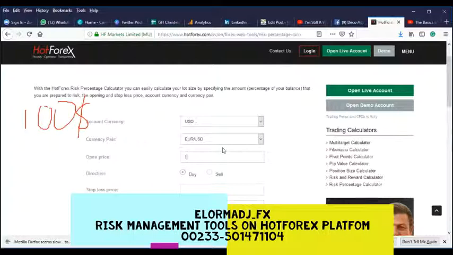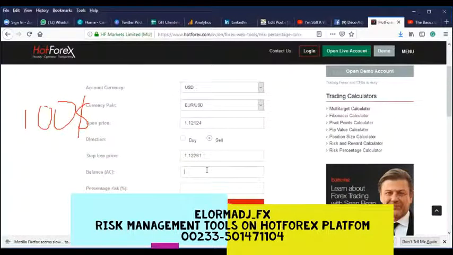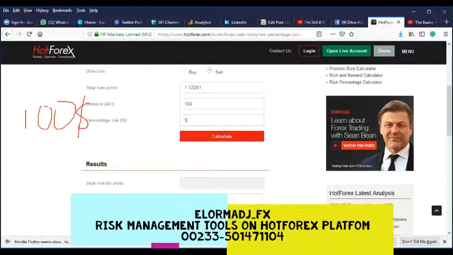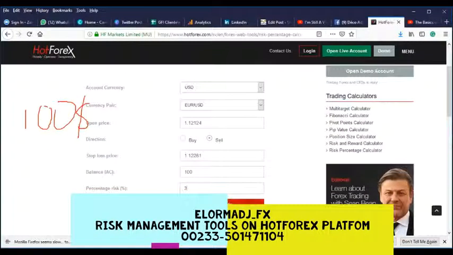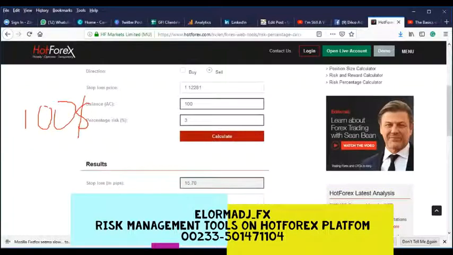So the opening price is 1.12124. Let's sell, go short. The stop loss will be 1.12281, and the balance is $100 as well. And I only want to lose 3% of the account. So let's click on calculate and see what will be the result.